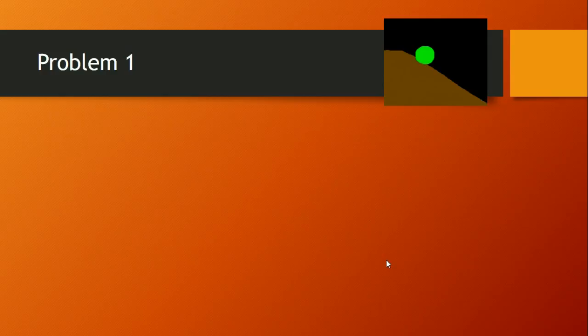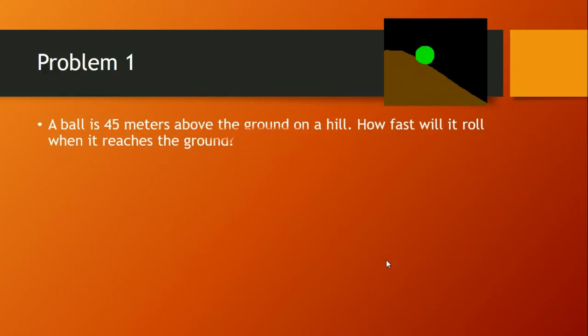Let's do an example to show what I mean by the process. A ball is 45 meters above the ground on a hill. How fast will it roll when it reaches the ground? Picture a hill with a ball on top. The ball rolls down, and we want to figure out how fast it is traveling at the bottom of the hill.